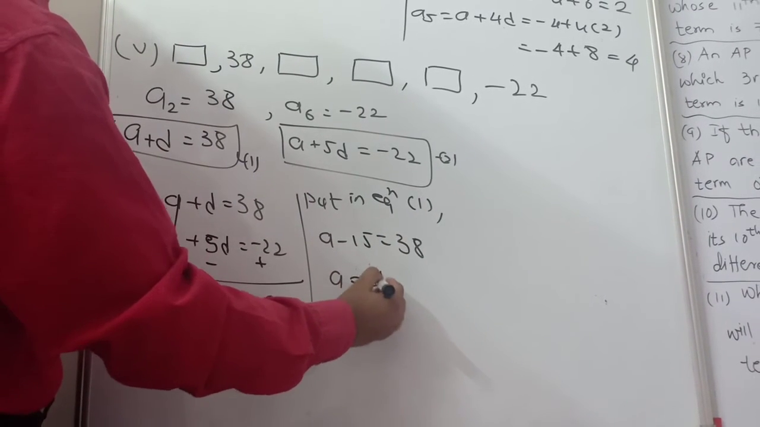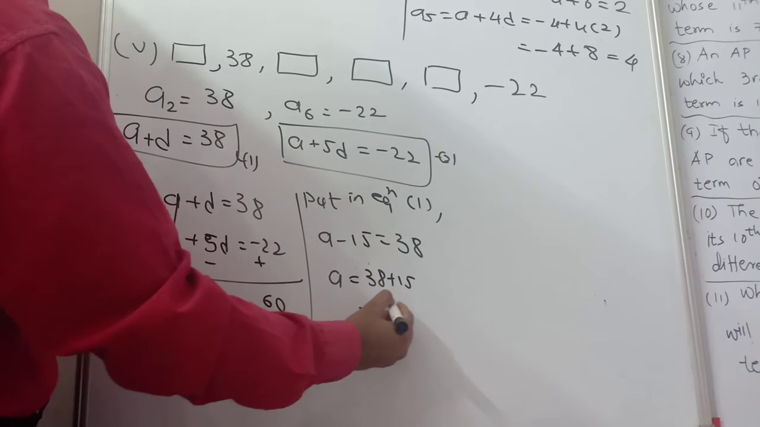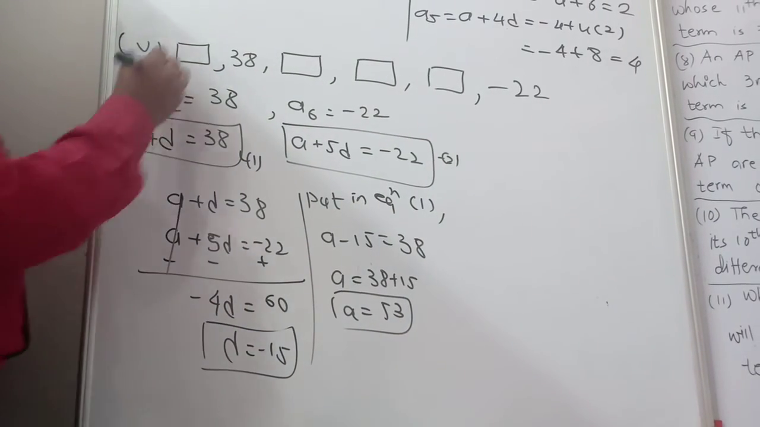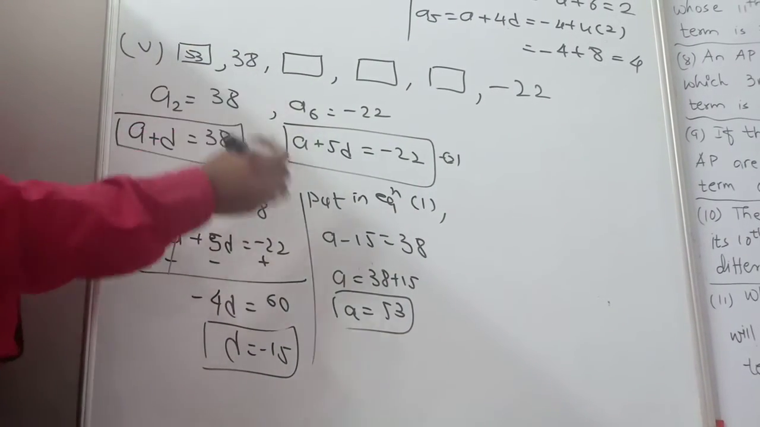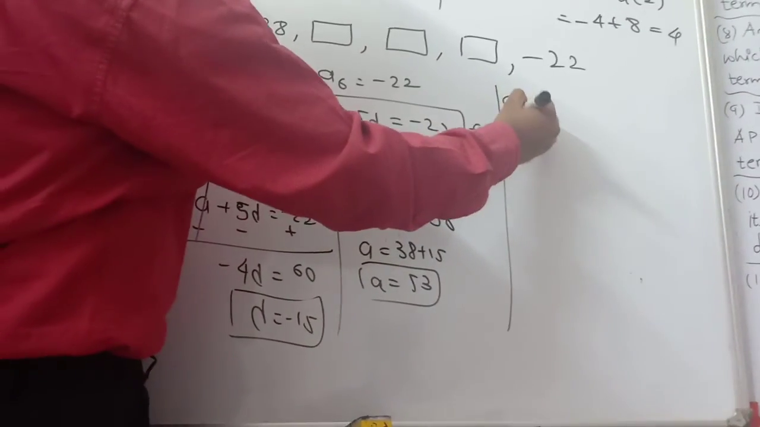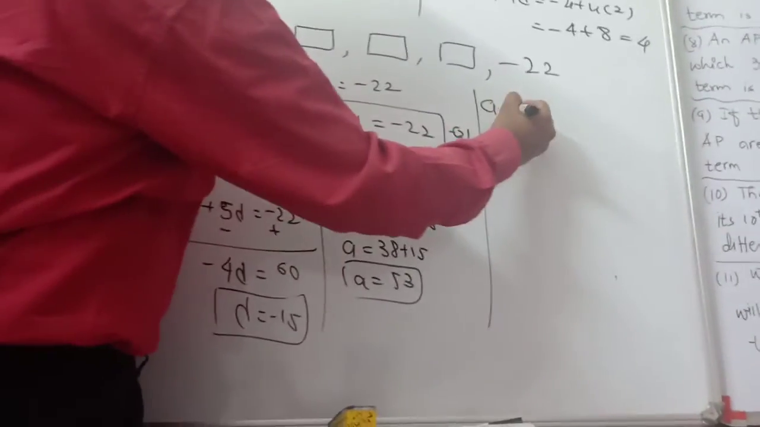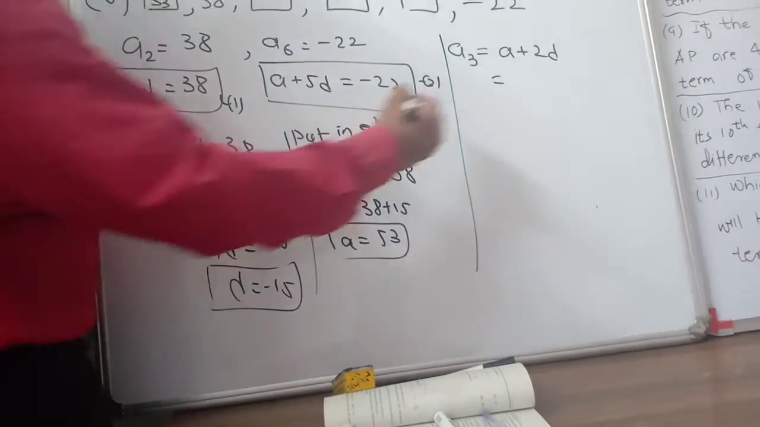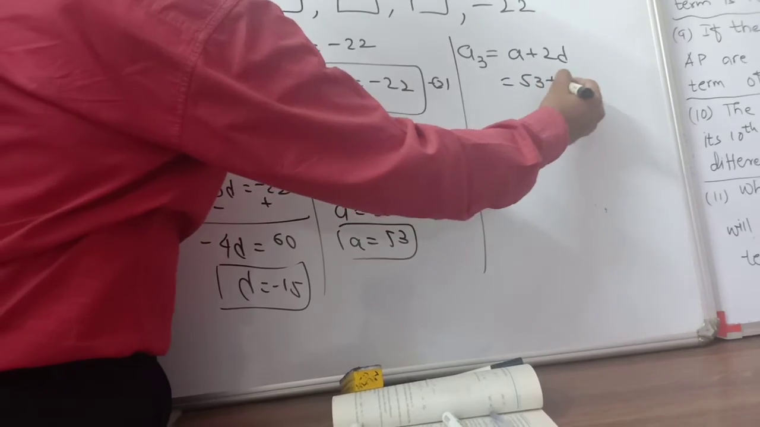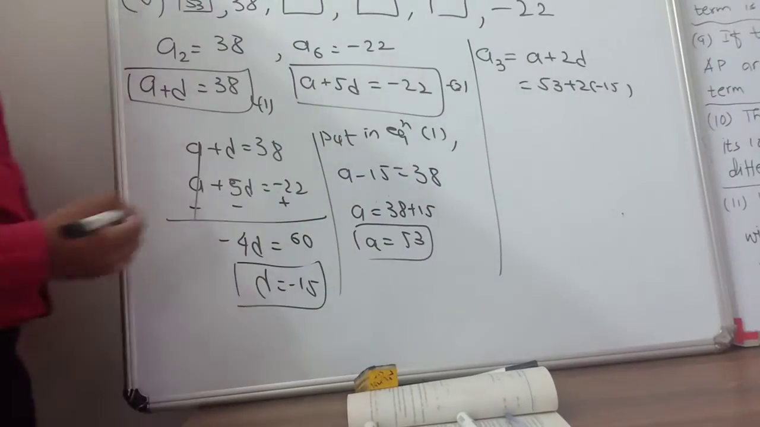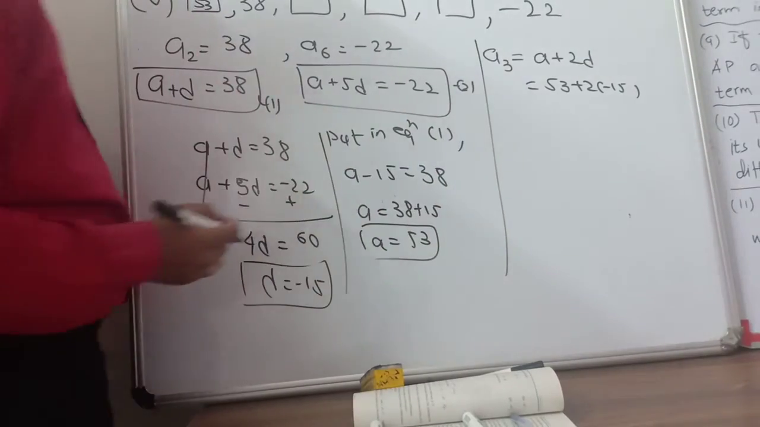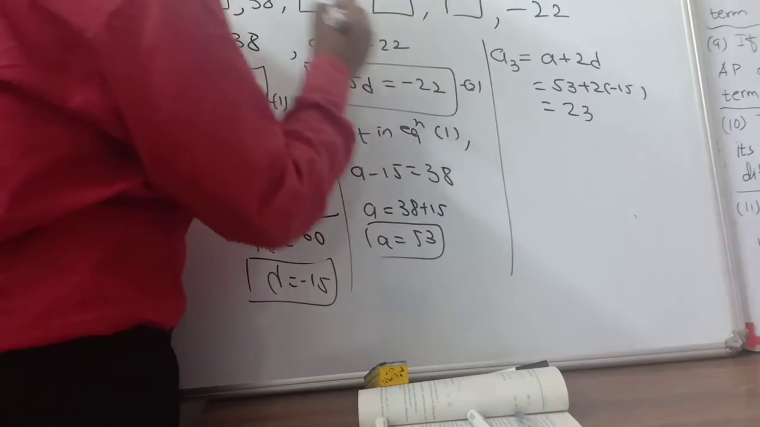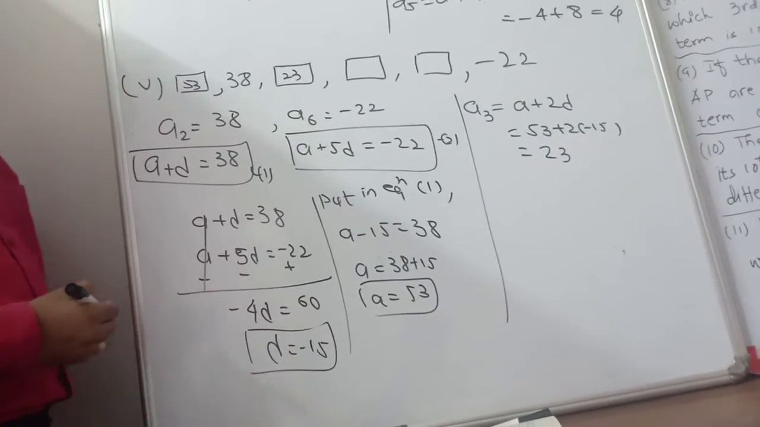So A is equal to 38 plus 15. Right? So 3, 1 carry forward, 53. So we got the first term is 53, second term already given. Now similarly, the third term: third term becomes A plus 2d. A, how much? 53, right? Plus 2 into minus 15. So 2 fifteens are 30, so 53 minus 30, that means 23. So this term is 23. Understand?